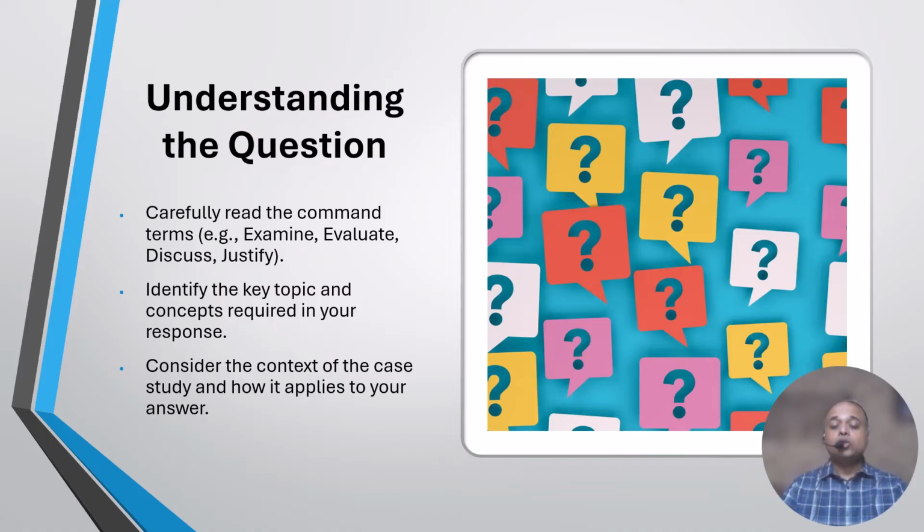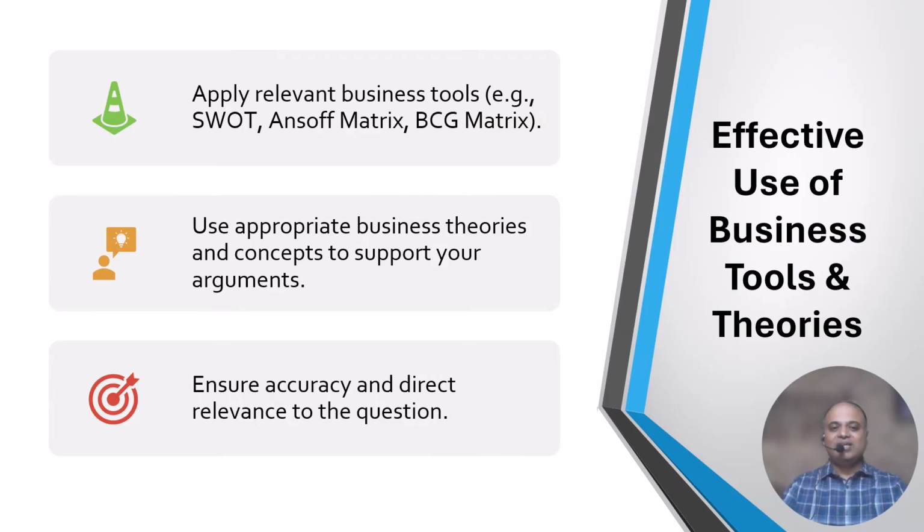Misreading it can cost you valuable marks, but if you break it down using these three steps, you will set yourself up for success. Let's move on to the next step. One of the biggest mistakes students make in 10-mark answers is not using business tools and theories correctly. If you want to score in the top band, 9 or 10 marks, you need to show that you can apply the right business frameworks, concepts, and models in a relevant and accurate way.